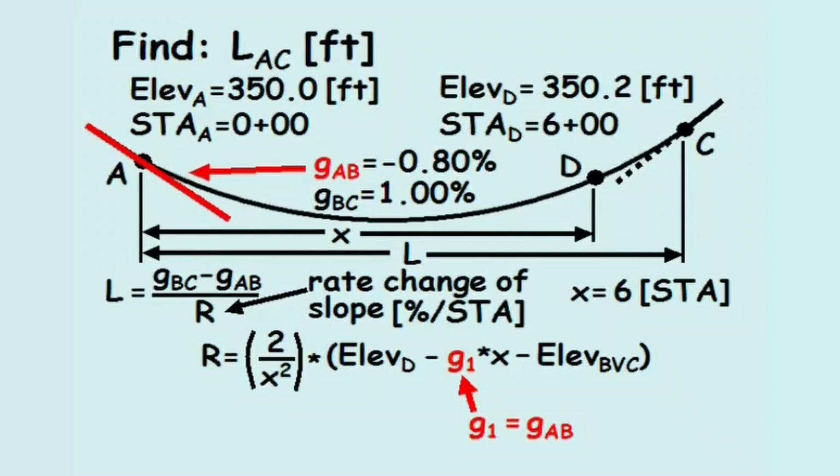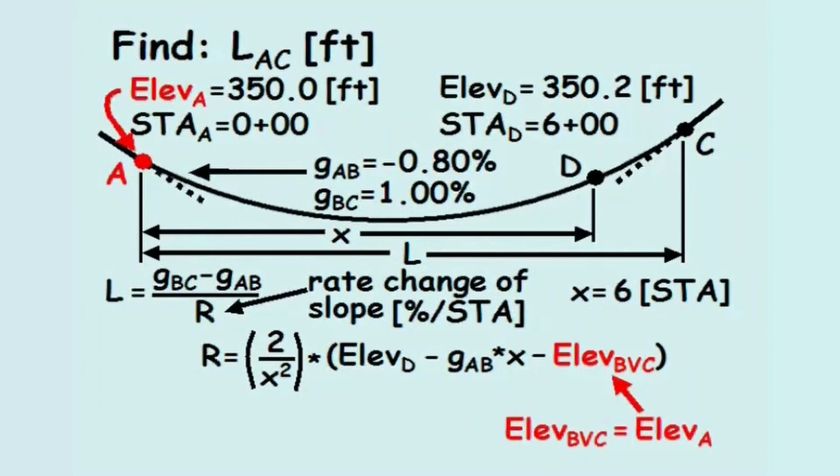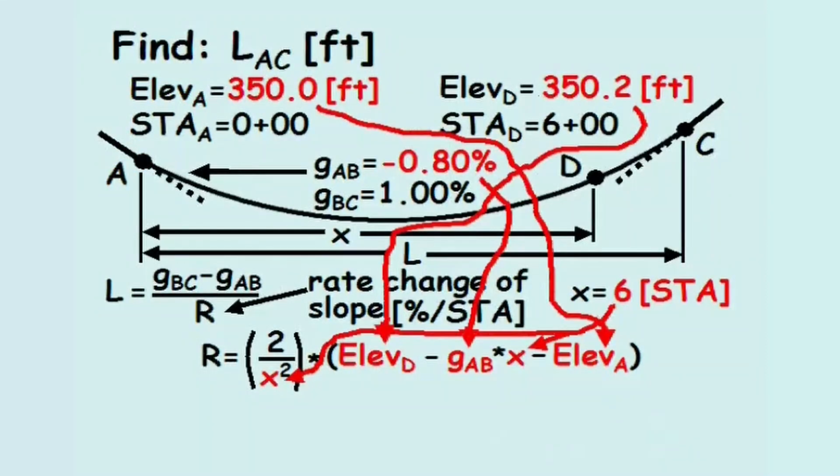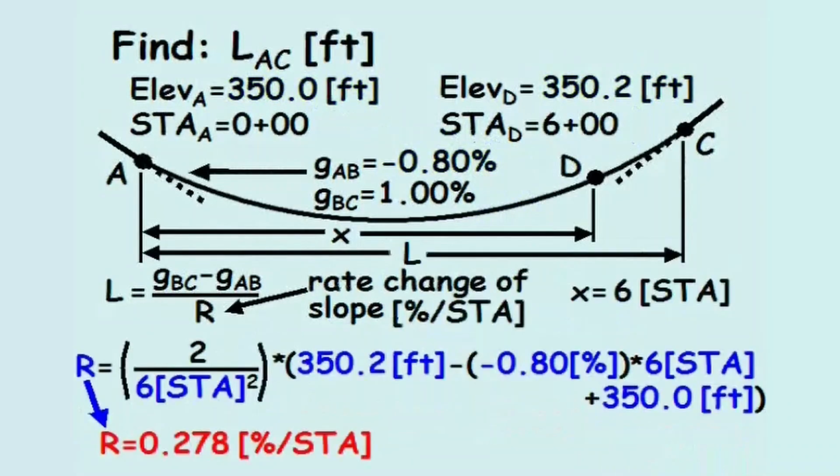So G1 is the same as GAB. An elevation BVC refers to the elevation at the beginning of the vertical curve, which is given as the elevation at point A. After plugging in all the appropriate variables, the rate change in slope equals 0.278% per station.